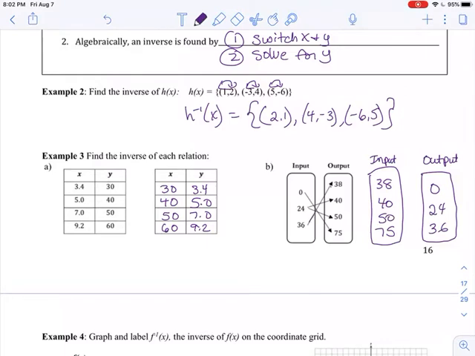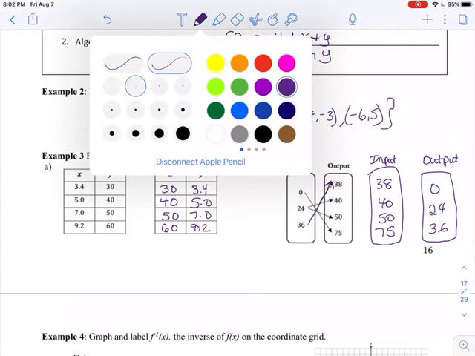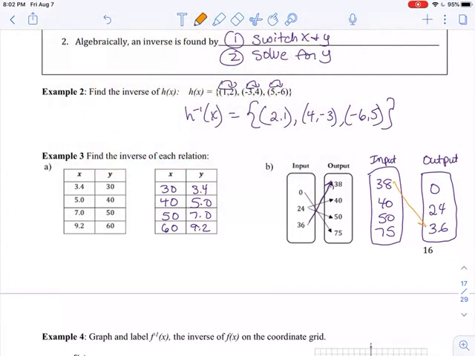So you see 36 went to 38, so now 38 is going to go to 36. And 24 went to 40, so 40 is going to go to 24. And 24 went to 50, so 50 is going to go to 24. 0 went to 75, so 75 is going to go to 0. All right, let's look at a graph on the next page.